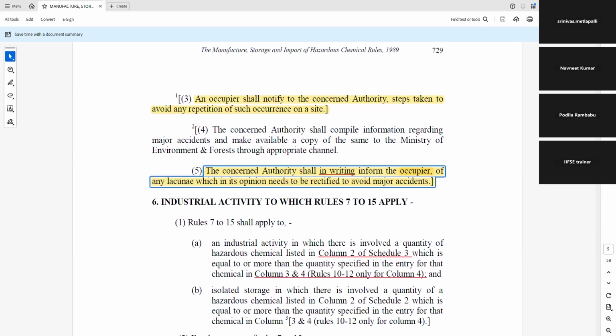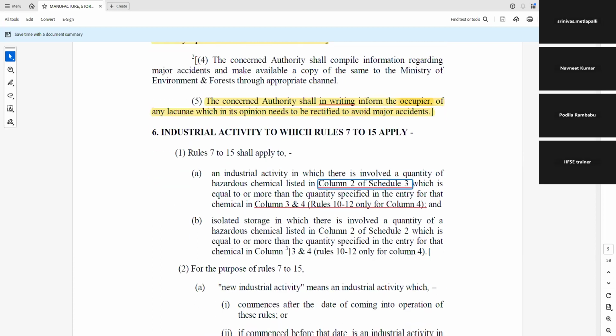Again, the concerned authority shall in writing inform the occupier of any deficiency which in its opinion needs to be rectified to avoid major accidents. And the authorities will also give certain corrections or recommendations to implement at the sites to avoid the reoccurrence of the same. Okay.